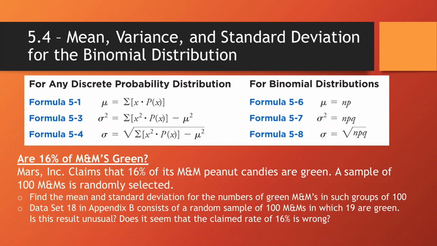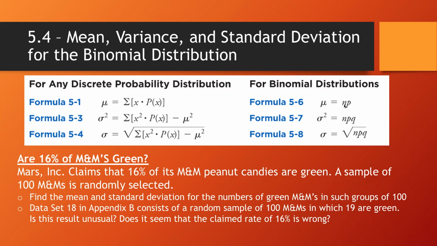Here is 5.4, which is doing a mean, variance, and standard deviation for the binomial distribution. So we're going to use the attributes that we have for the binomial distribution to be able to calculate a mean, a variance, and a standard deviation. It's really simple. This is for any discrete probability distribution, which we've already calculated before in previous sections. This is for a binomial distribution.